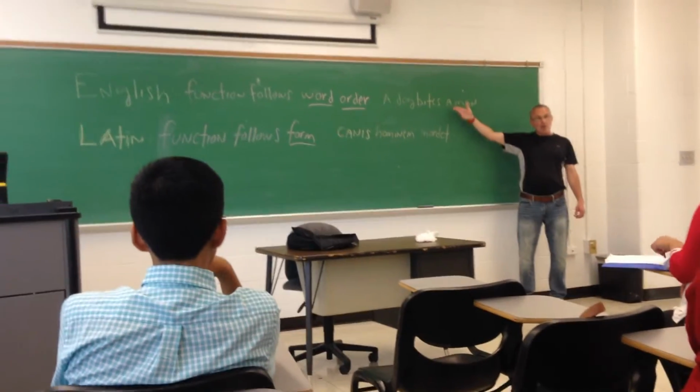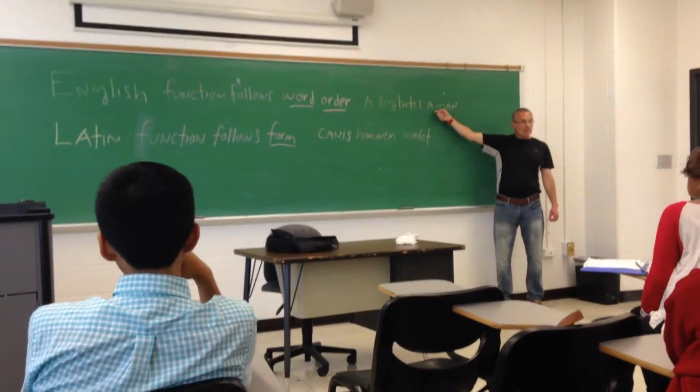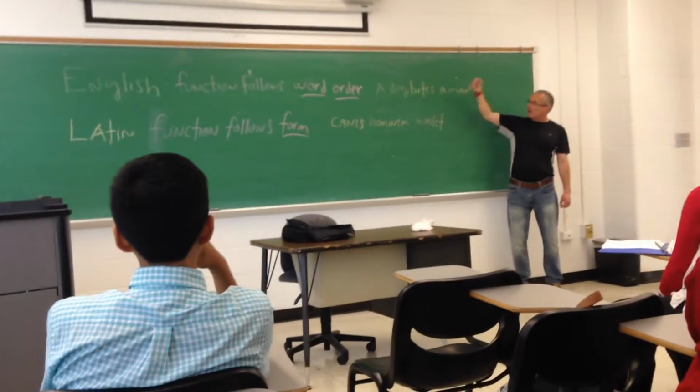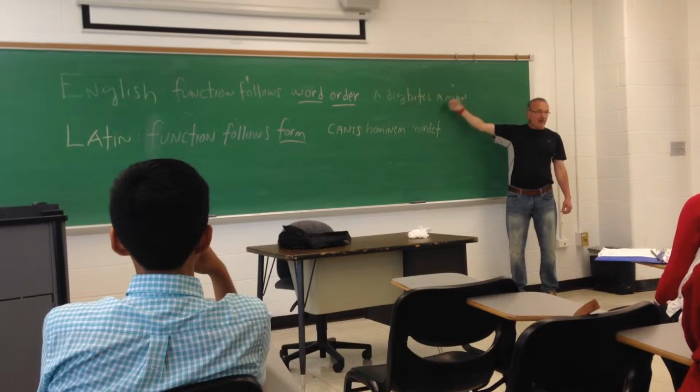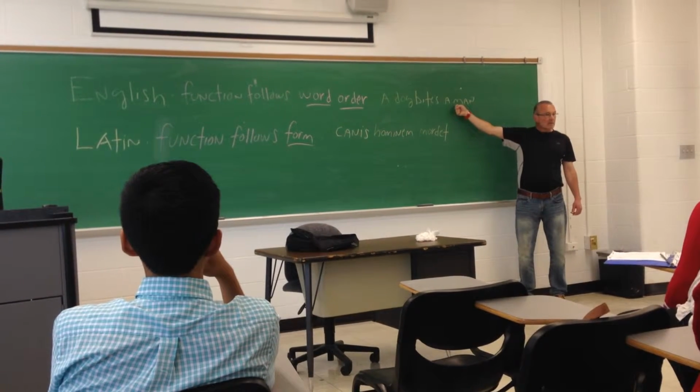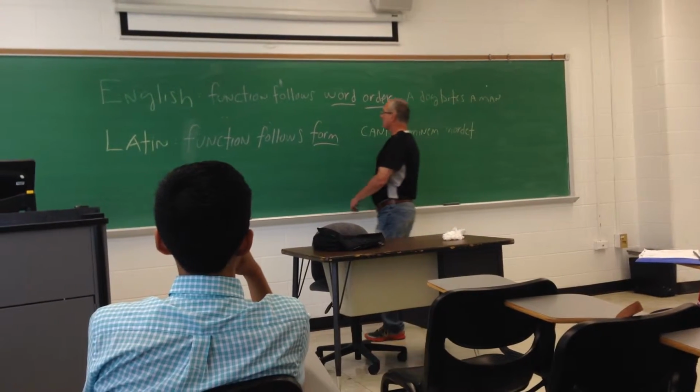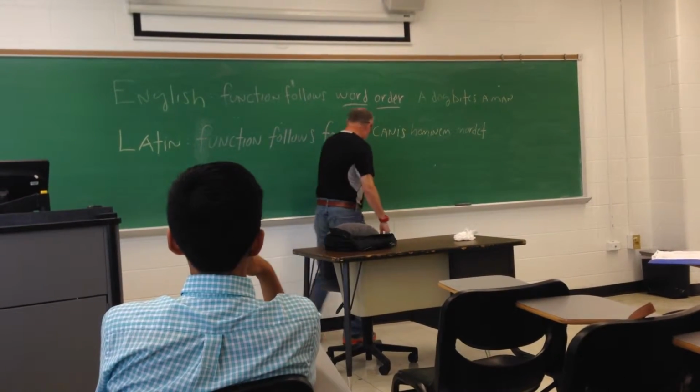Now, by function, what I mean is, applied to this sentence, who's biting who? How do we know who's biting who in this English sentence? How do we know that in this sentence a dog is biting a man and not a man is biting a dog? Because of the word order, right? English is a word order language, and that's why we say the function follows the word order.